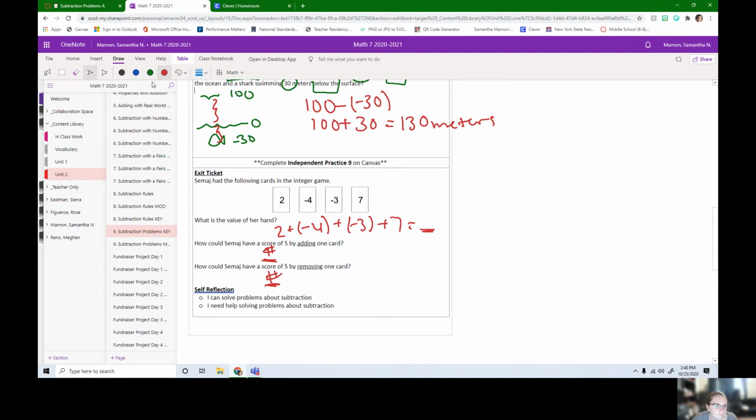They want to say, how can you get 5 by adding a card? So adding some mystery number equals 5. This one wants you to remove it, so subtracting some mystery number and getting 5. Hopefully that helps with the exit ticket. It was confusing for some of us, but we're starting with this value. How can you get 5 if you add a card or if you discard a card? You're going to do your exit ticket and your independent practice 9.